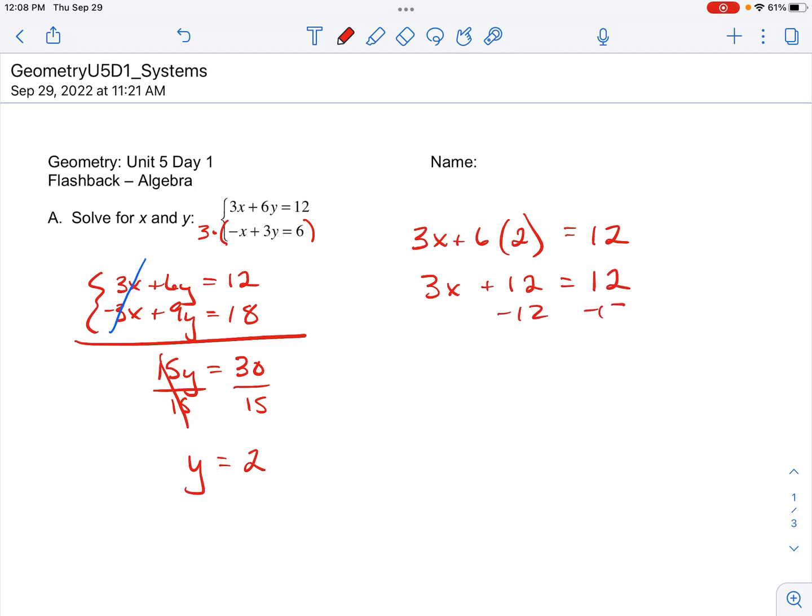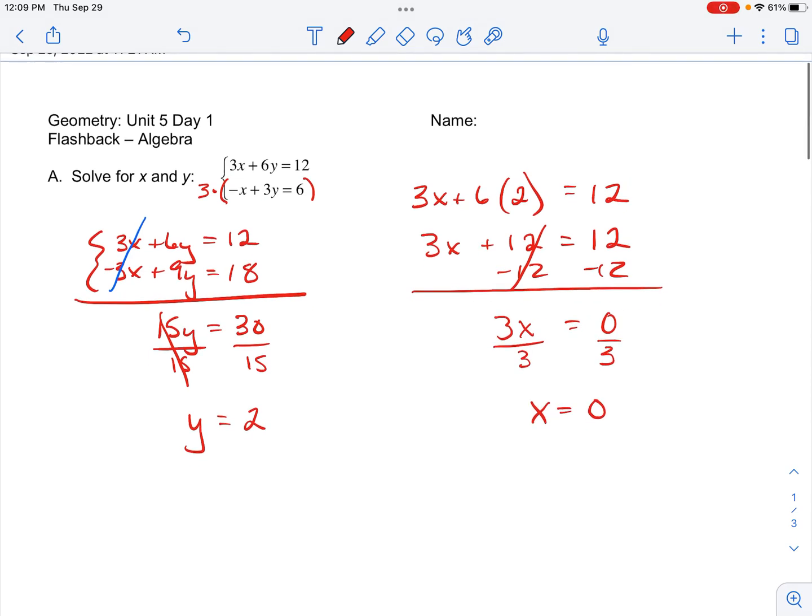Subtract 12, and I'm getting 3x equals 0. So when I divide both sides by 3, I still have 0, which is fine. That just means that this ordered pair is at 0, 2. Those are my x and y values, and that is also the point of intersection.